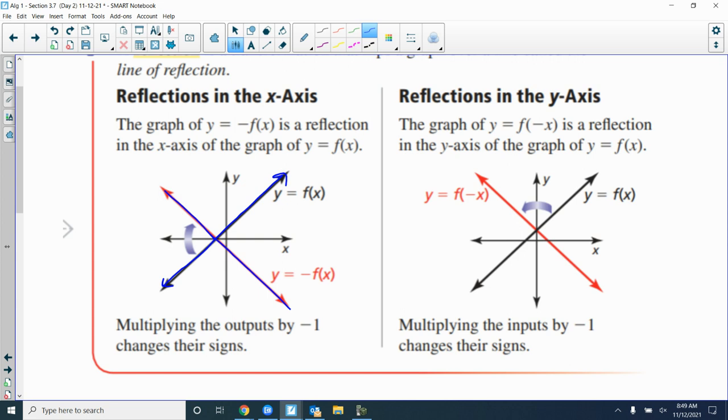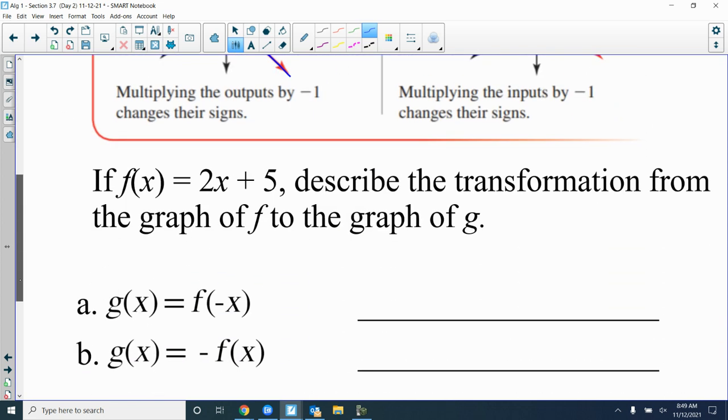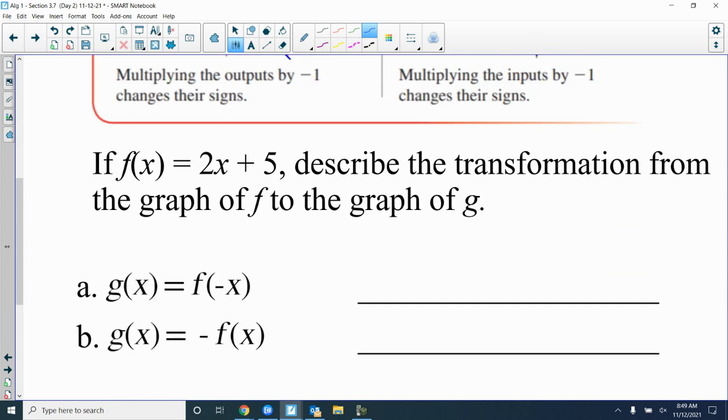What if the negative is with the x? It flips over the y-axis. Okay, that's going to be our mirror. Okay, one at a time. So it's kind of hard to see when they both have them together. We'll graph them one at a time just to see. All right, before we do one though, just take a look.